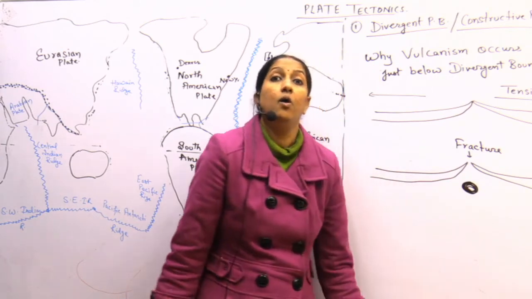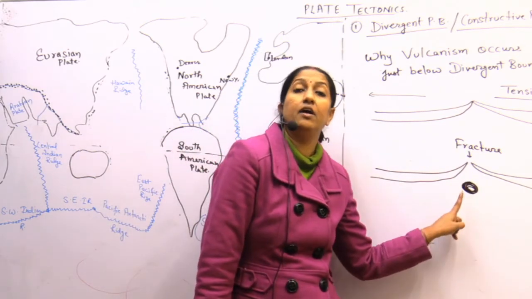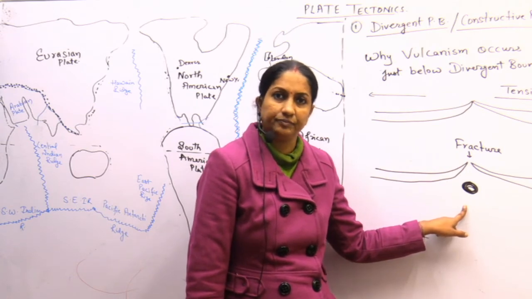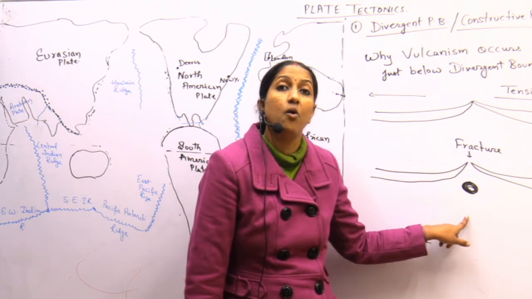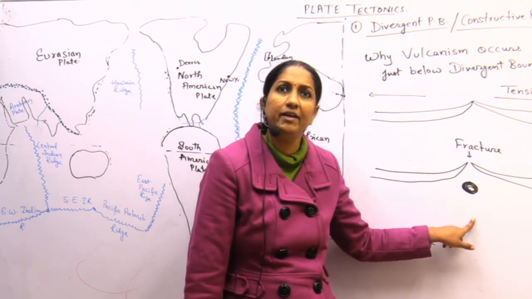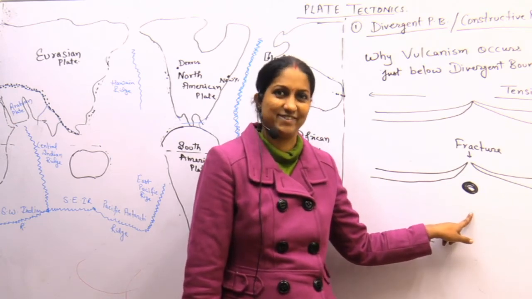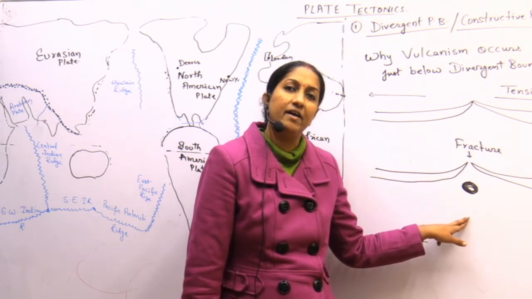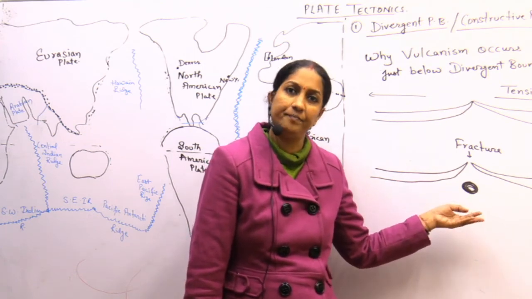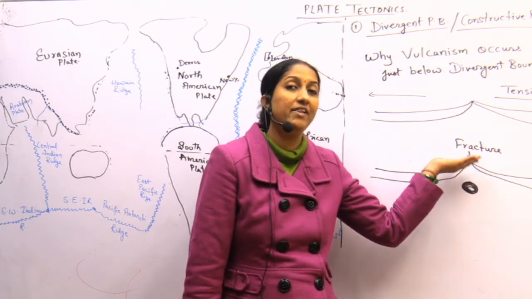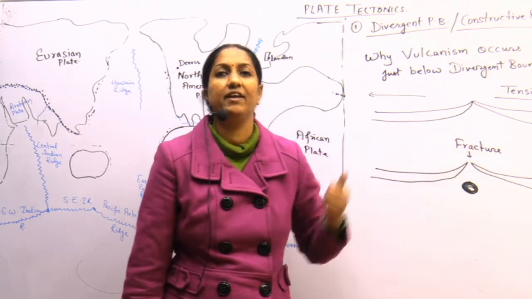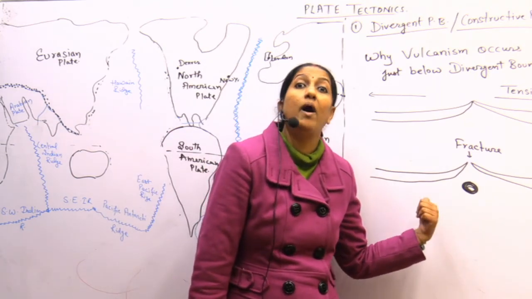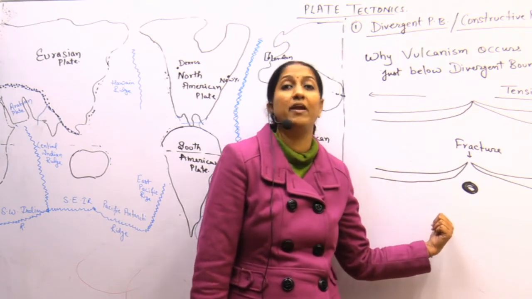Now tell me, what will happen to the pressure of the rocks just below the fracture? The pressure will be released. The pressure being released means what will happen to its melting point? Whether it will increase or decrease. Yes. Since the pressure is released, the melting point will be decreased. So can I say this rock will melt and ooze upwards, fill this gap, cool down, and a new oceanic lithosphere will be formed? Clear? So this is happening. So is this clear? Why volcanism occurs just below the divergent plate boundaries?